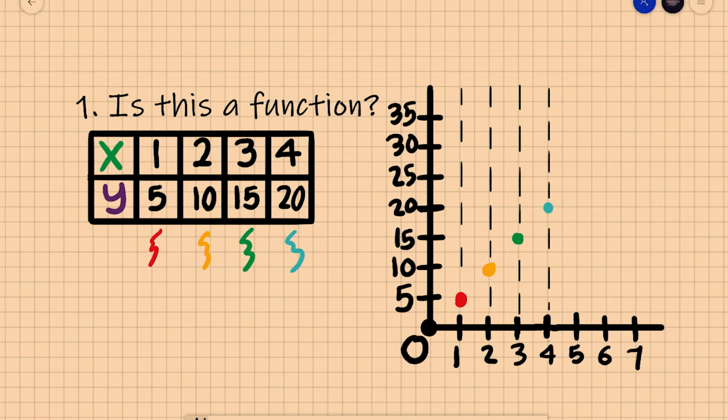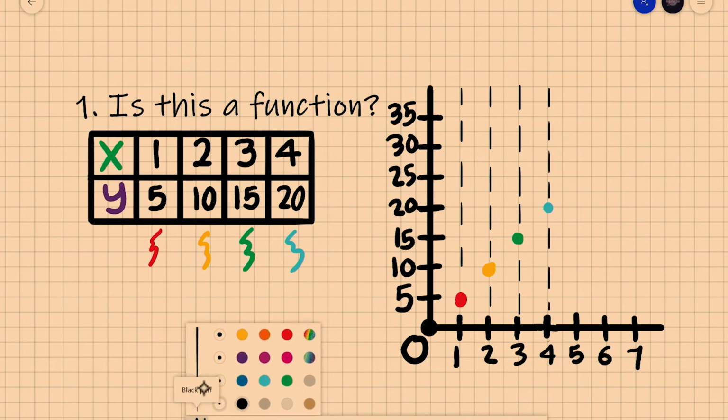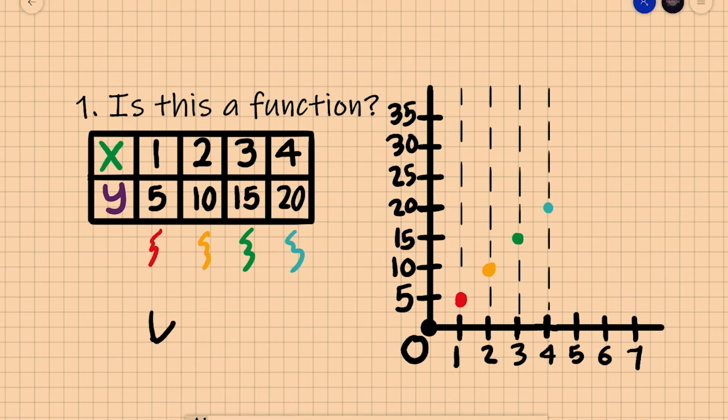You can see this red point has its own line. There's nothing else above it. This yellow point has its own line as well. There's nothing else above or under it. This green point has its own line. And finally, the blue point has its own line. So therefore, yes, this is a function. If you got it right, then very, very good job. Phenomenal. And now we'll be moving on to the next question.